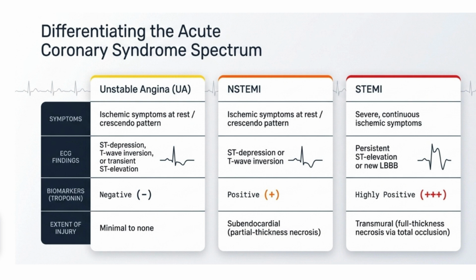In this case, the patient typically presents with ischemic symptoms, such as crushing substernal chest pain or pressure occurring at rest or in an accelerating crescendo pattern. On the electrocardiogram, or ECG, you may observe ST segment depression, T-wave inversion, or transient ST segment elevation. Crucially, cardiac biomarkers like troponin remain negative, and there is none or minimal myocardial necrosis involved.